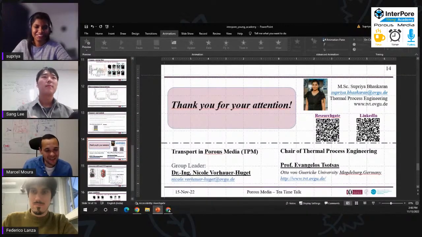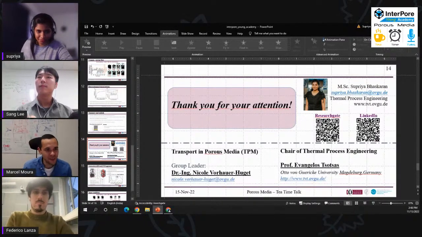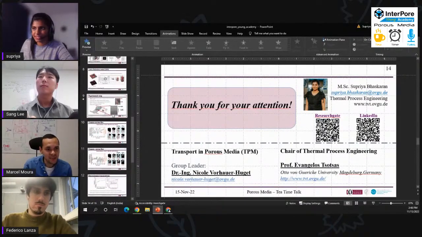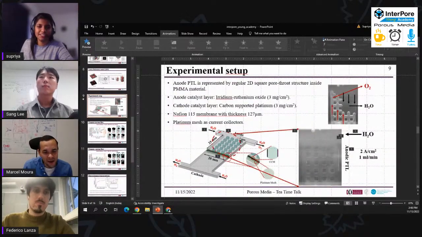Just a detail on the experiment. So you said that it's a PMMA cell, right? The little cubes that you have there that make the porous matrix, are they also PMMA? Is this etched? So the whole thing is etched, right? How does the machining feel?